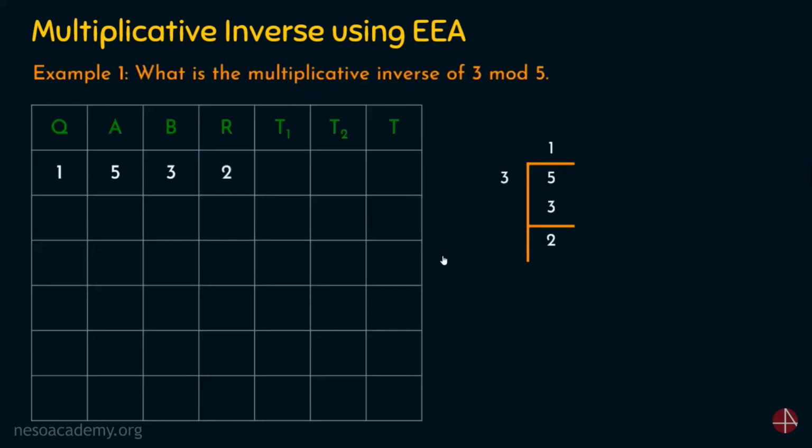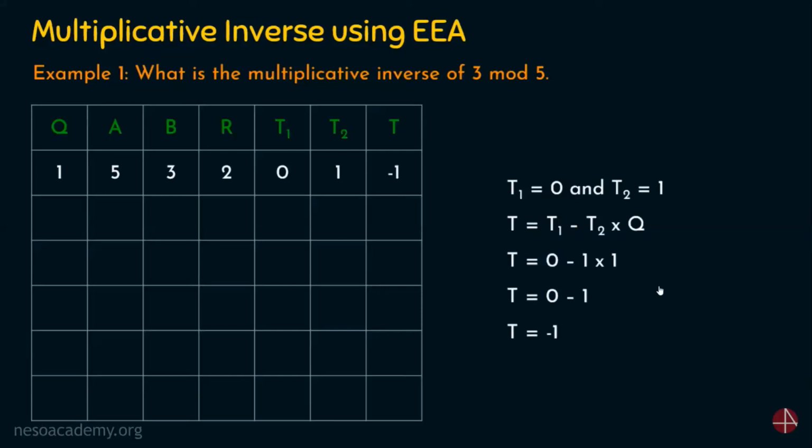So first, it is a multiplicative inverse. Example 1: what is the multiplicative inverse of 3 mod 5? What you are going to do is divide 5 by 3. The quotient will be 1 and the remainder will be 2. So how are we going to enter it? For the first A and B, whichever is greater will be the A value and whichever is lower will be the B value. Like that only you will be dividing it. Then for the quotient you will write 1, and for the remainder you will write 2.